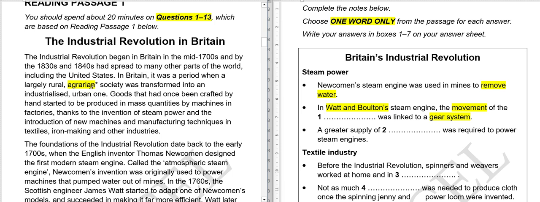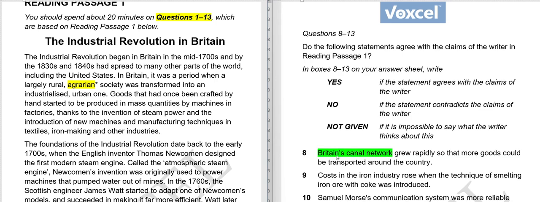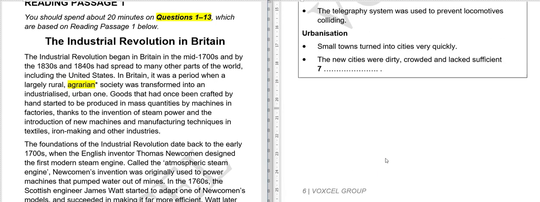So when farming people were transformed into industrial and urban people, goods that had once been crafted by hand started to be produced in mass quantities by machines in factories thanks to the invention of steam power and the introduction of new machines and manufacturing techniques in textiles, iron making, and other industries. Till now, we haven't read Watt and Boulton, or Britain's canal network. So, let's go further.